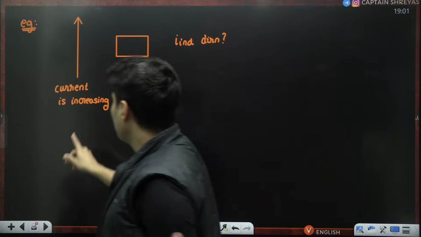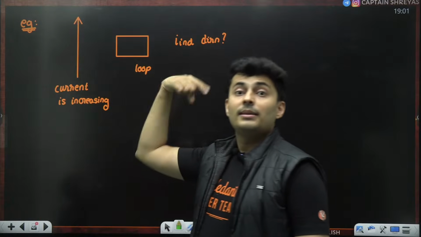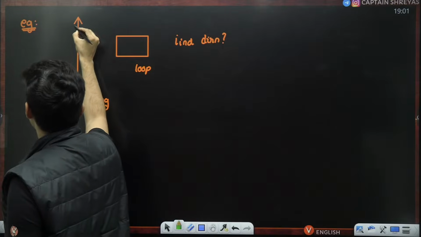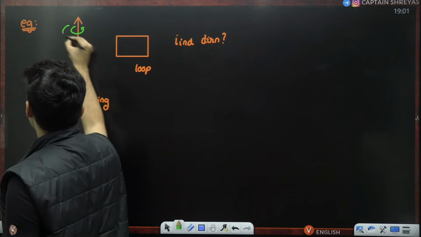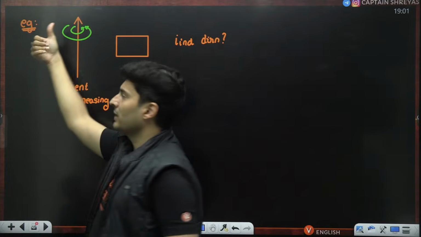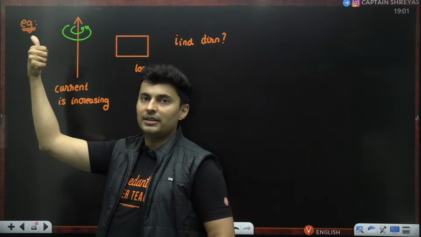What will happen because the current is increasing? Think about it. The field which it creates will increase. Remember, this wire will also create its own magnetic field like this. Hold your thumb in the direction of the current. The curled fingers give you the direction of the magnetic field.